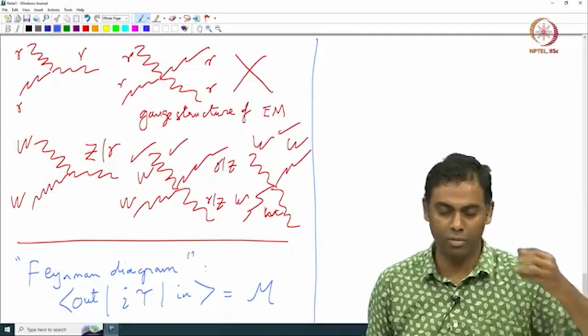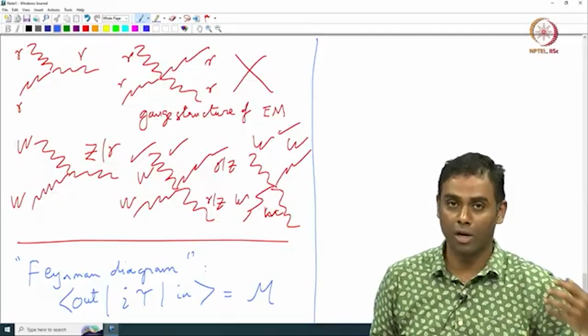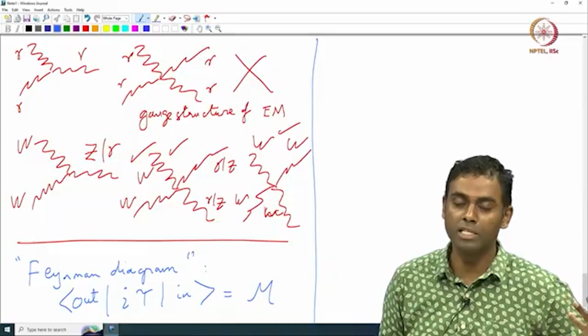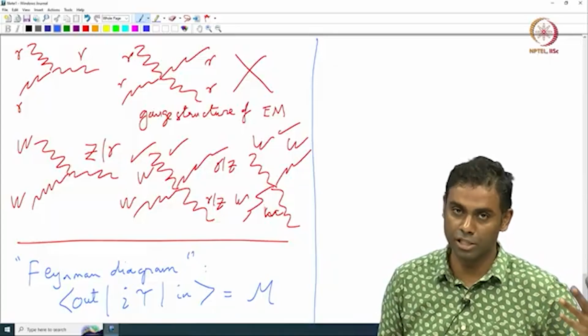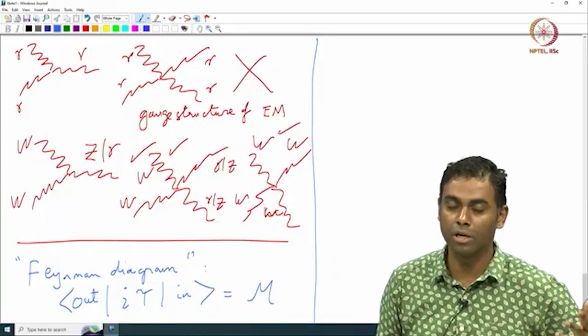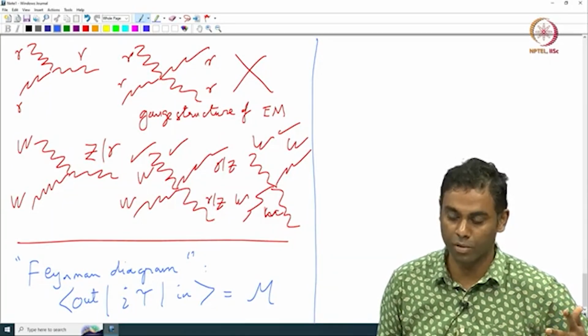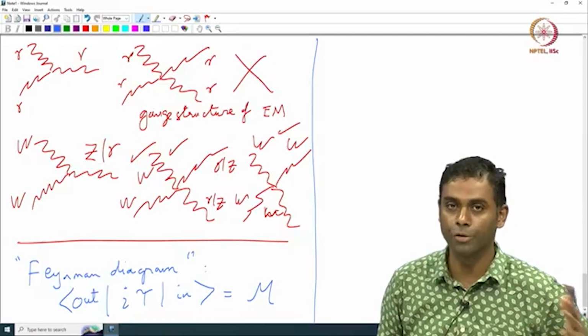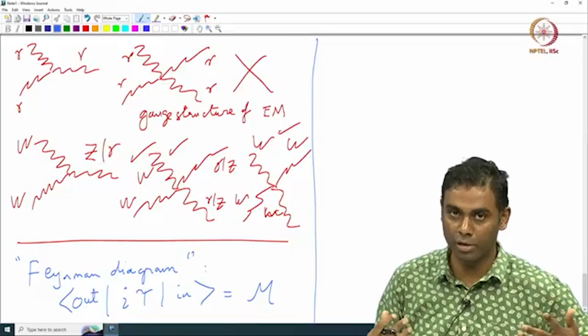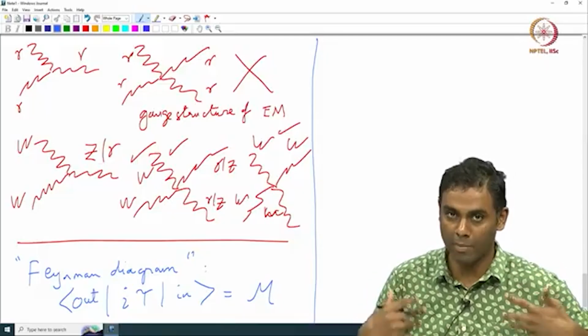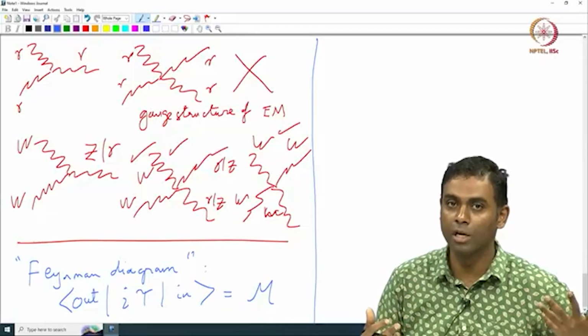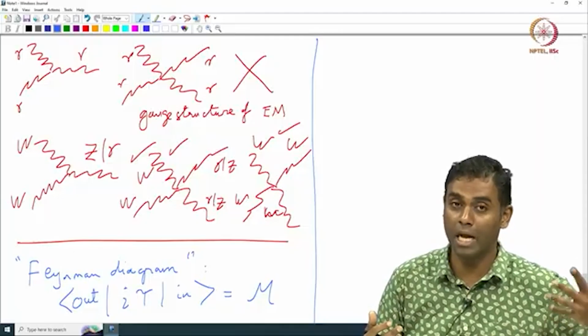Just to give a concrete example, if you take an e+ e- as the initial state, and then you want to end up with a q q-bar, an up quark and anti up quark. Okay, then the in state is the e+ e-, and the out state is q q-bar. Now you want to calculate what is the probability of this happening in some setup, for which you need a quantum probability amplitude.